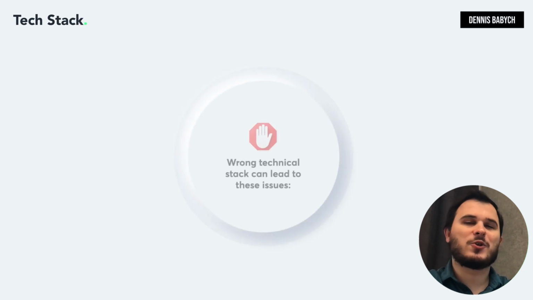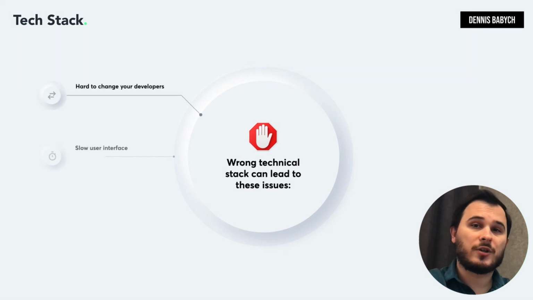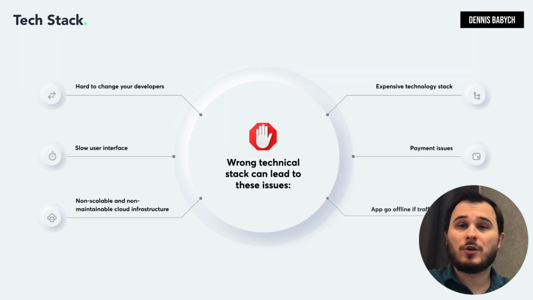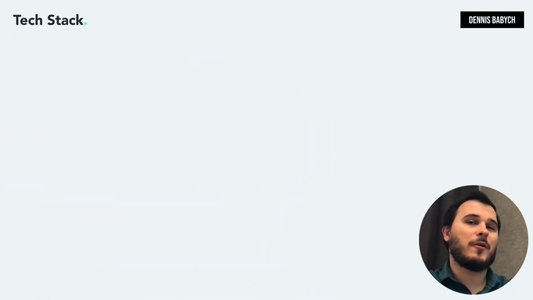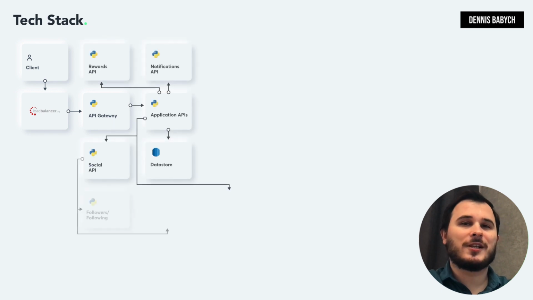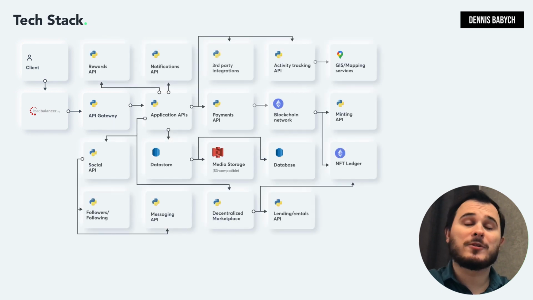Now, let's delve into the tech stack. This is one of the most crucial aspects when creating a crypto game. Therefore, choosing the right tech stack is vital to avoid challenges such as slow user interfaces, non-scalable and non-maintainable cloud infrastructure, high costs, payment and subscription issues, and the risk of your app going offline during traffic spikes. So, if you're planning to create a crypto game, it's essential to select the appropriate tech stack that enables rapid development of your minimum viable product.